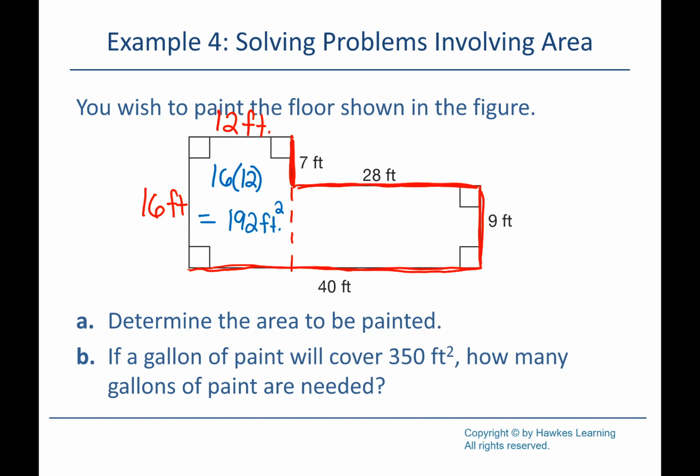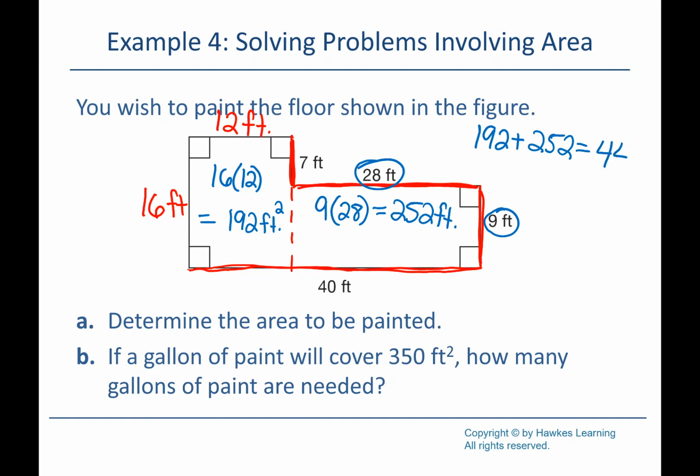For my other rectangle, I'm going to use 9 and 28. And that's the length and width of that one. So 9 times 28 gives me 252 square feet. Then I'm going to add those together. 444 square feet.